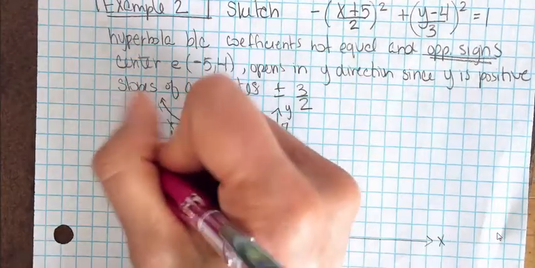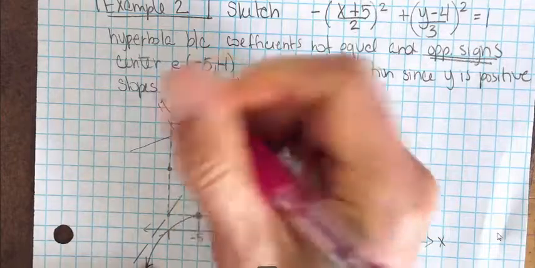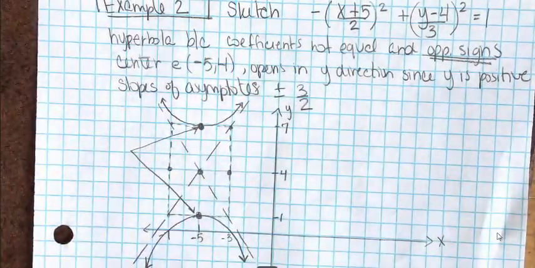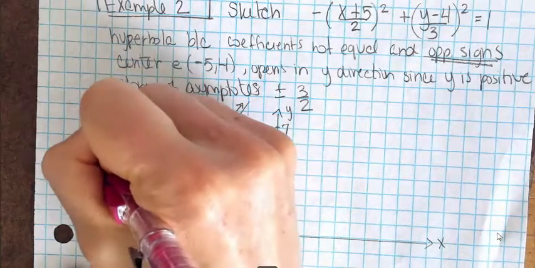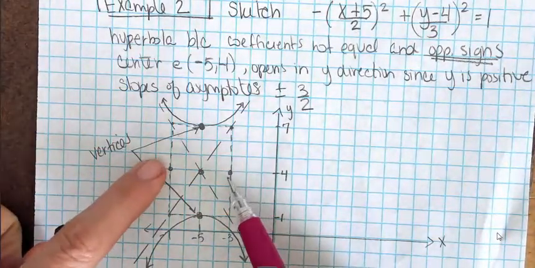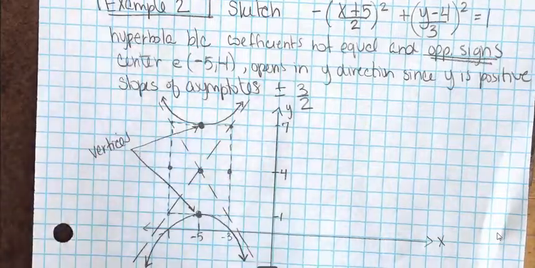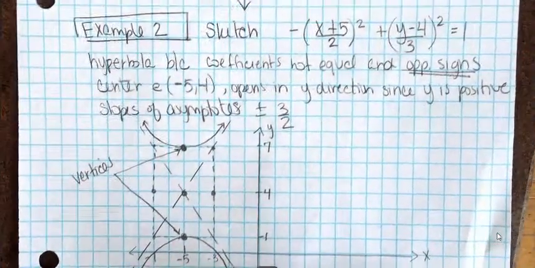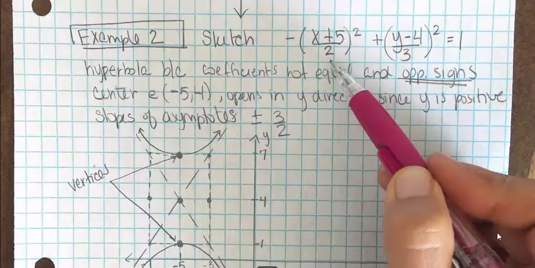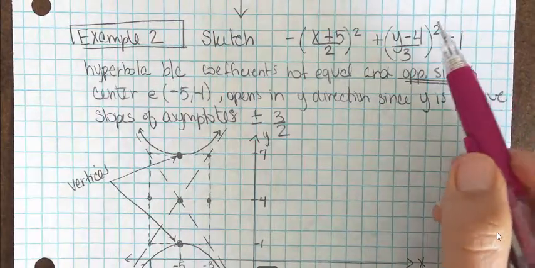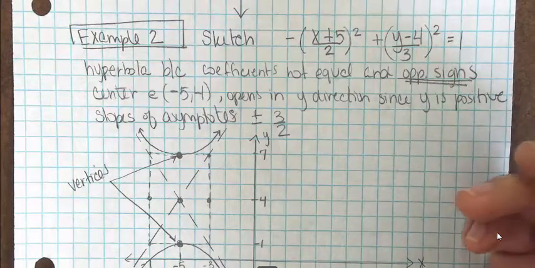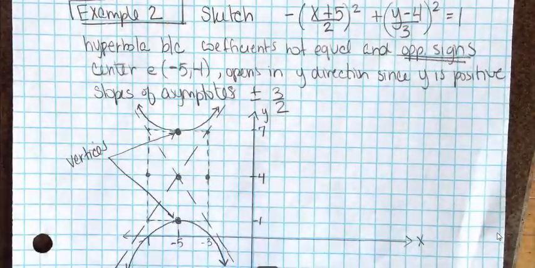Okay, so we're going to call these 2 points right here, because it's opening in the y direction, these are our vertices. If it was opening in the x direction, then these guys would be our vertices, but it's not. It's opening in the y direction, and the reason we know that is because the y is the positive, right? So the y squared is your positive term, and that's why it's opening in the y direction.